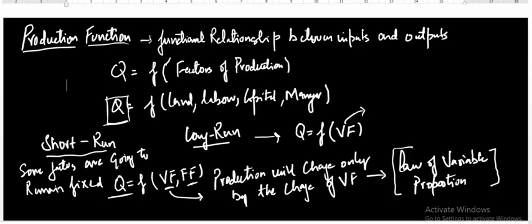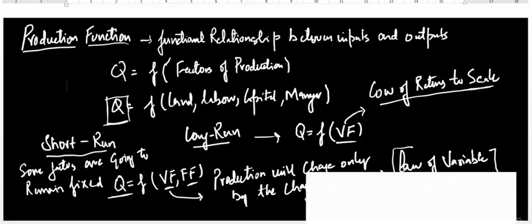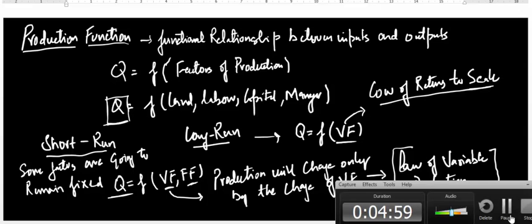Now in the long run, when all the factors of production are variable, the law that we are going to study in the long run is law of returns to scale. Now law of returns to scale states the relationship among the output and the factors of production in the long run. Now, let me now take you into the scenario where we can study about the relationship of the production in the short run.